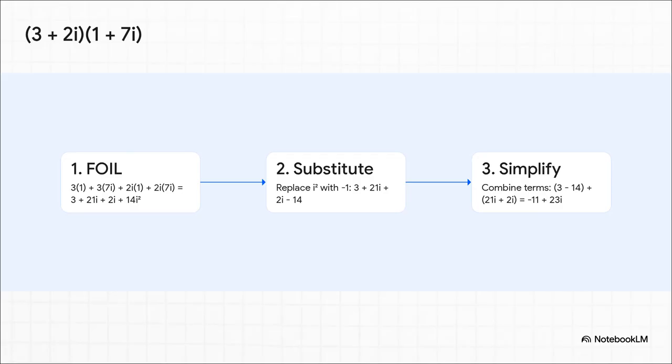All right, let's put this rule to work. First, we FOIL everything out just like normal. We get 4 terms, and you see that 14i squared at the end. Now for the magic step. We swap that i squared for a -1, so 14i squared becomes -14. After that, it's back to basics. Combine the real numbers, combine the imaginary numbers, and there's your answer.